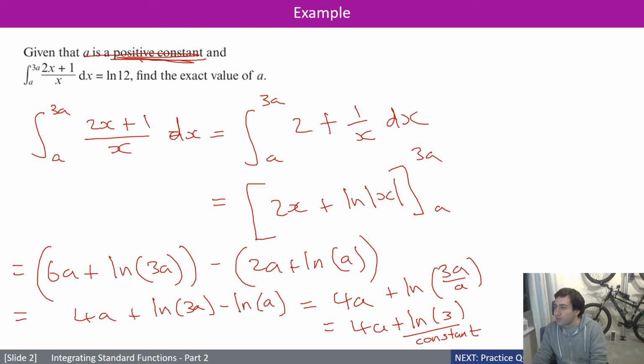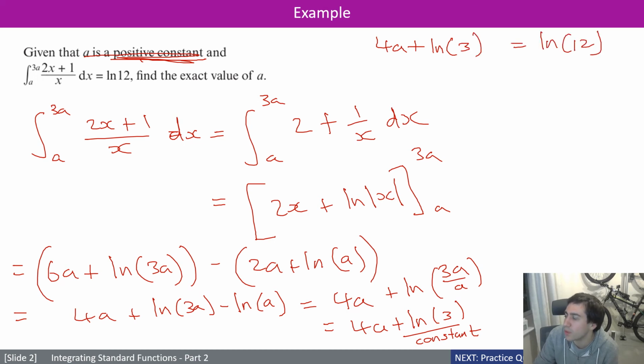And we're told that that final answer should be equal to ln 12. So let's make a note of that now. We worked out it was 4a plus ln 3, but they're saying it should be ln 12. Okay, and this was my moment of hesitation because I thought, hang on, how do I make that work? But we can make it work. Again, we just have to trust the mathematics of it.